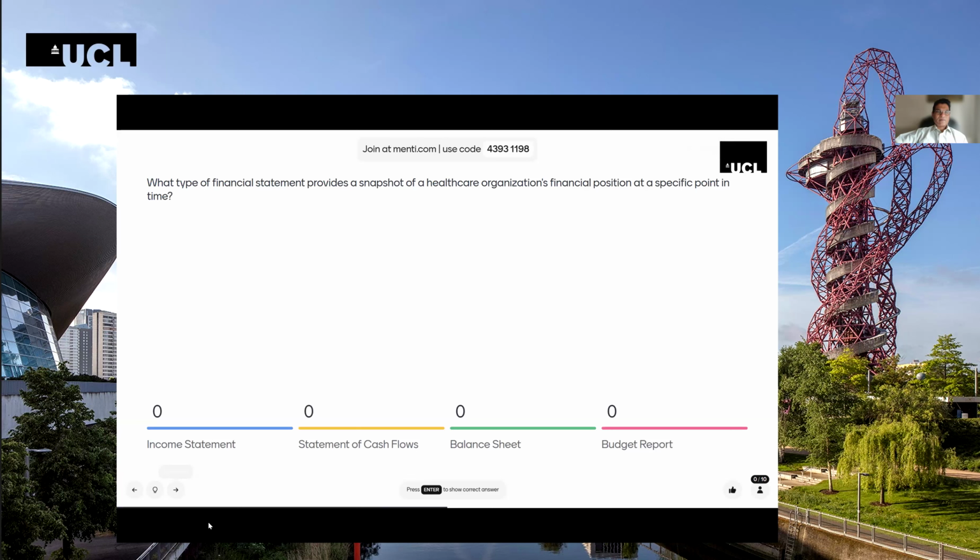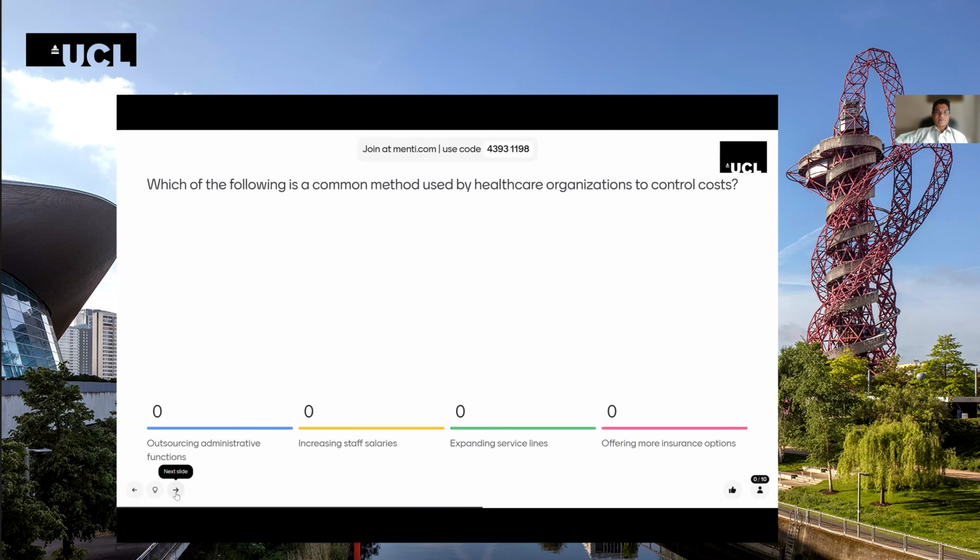Yeah, next step. What type of financial statement provides a healthcare organization's financial position at this specific point in time? Okay, it's a very financial question, so if you want to skip that, I will skip that. Which of the following is a common method used in healthcare settings to control cost? You can answer that easily. It's an intuitive question. You don't need to know a lot about health financing or healthcare. The answer is obvious. Out of 4, 1 is there.